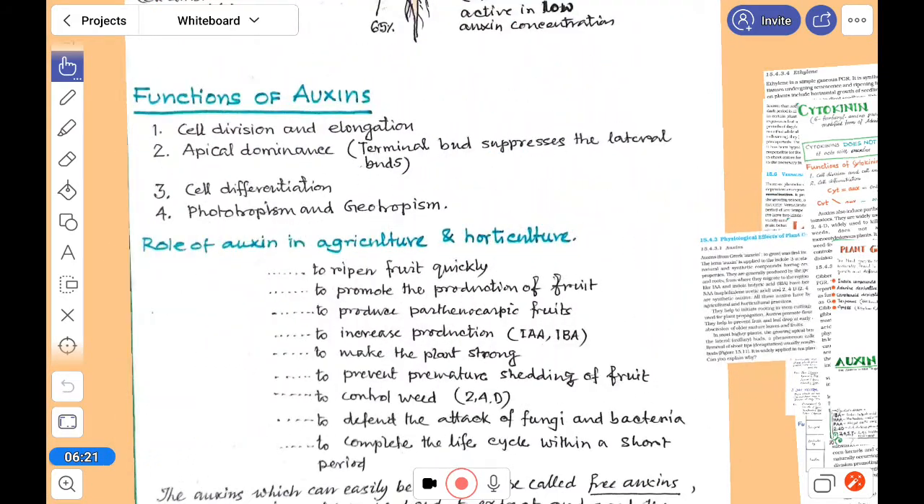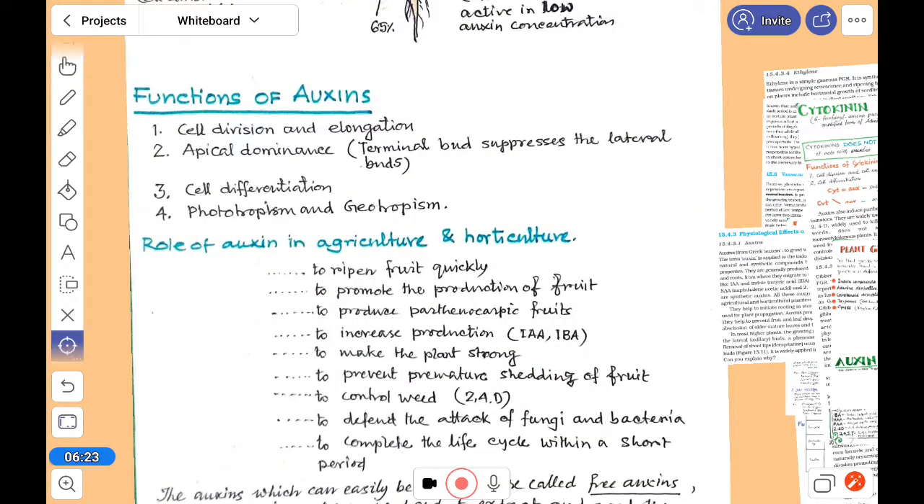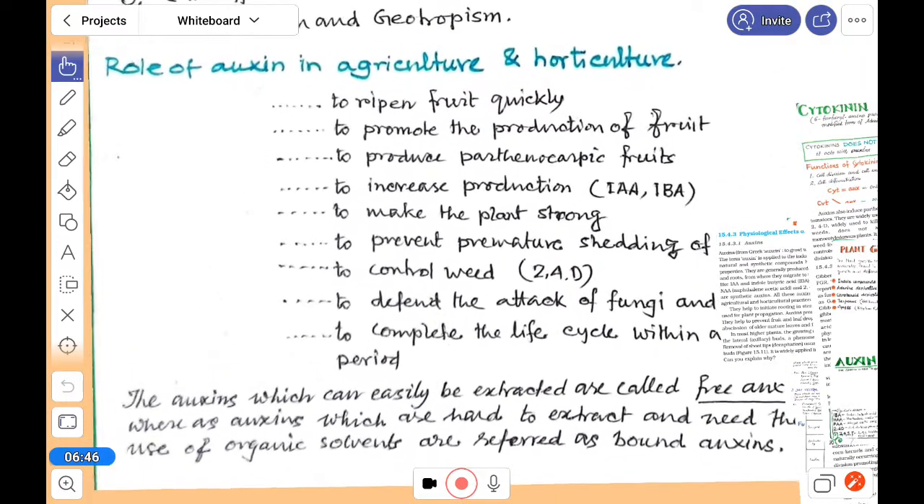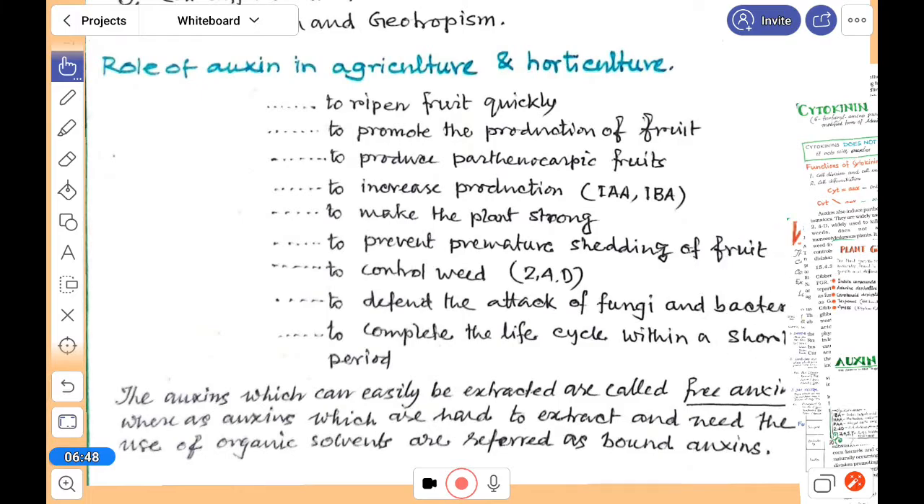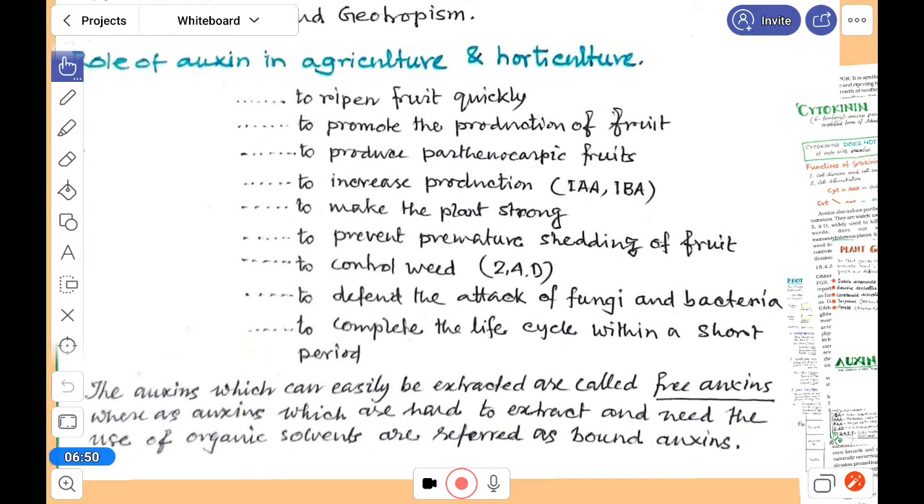Let's check other functions here: cell division and elongation, apical dominance, meaning the terminal bud suppresses the lateral buds. Cell differentiation we'll discuss afterward. Phototropism and geotropism, just now the example that I gave. Now in horticulture and agriculture also it has very important functions.